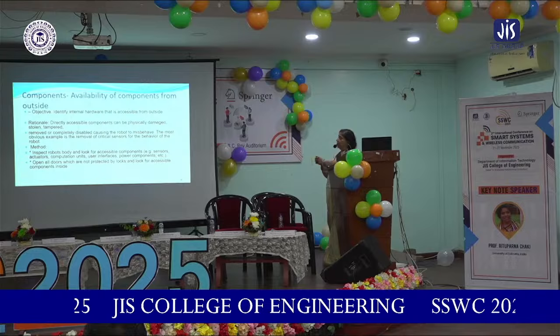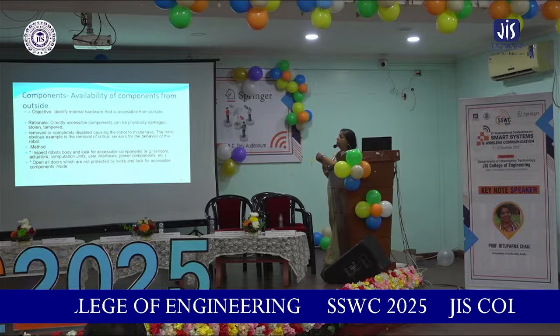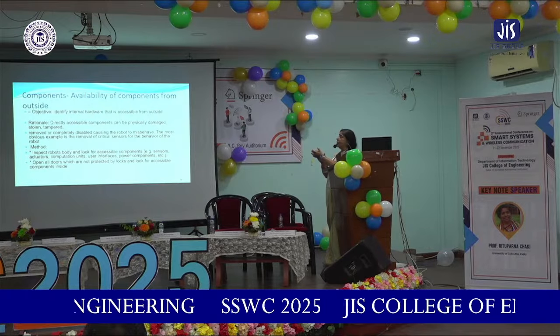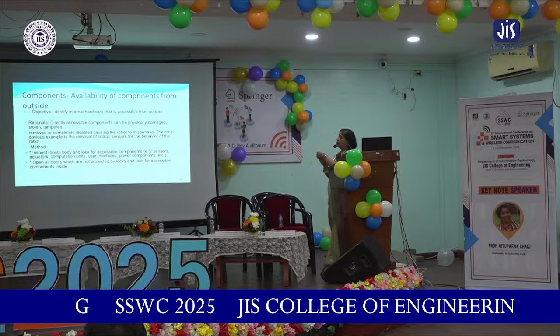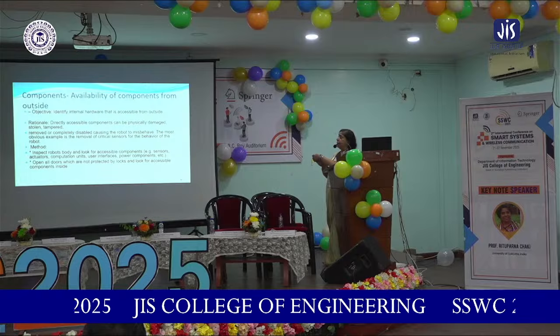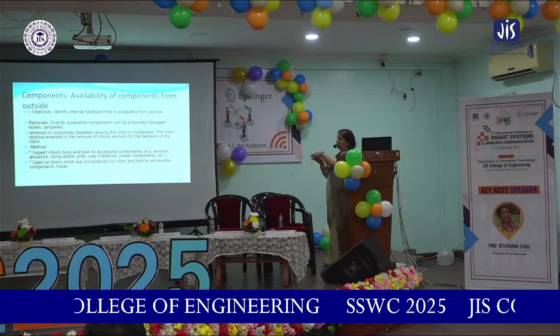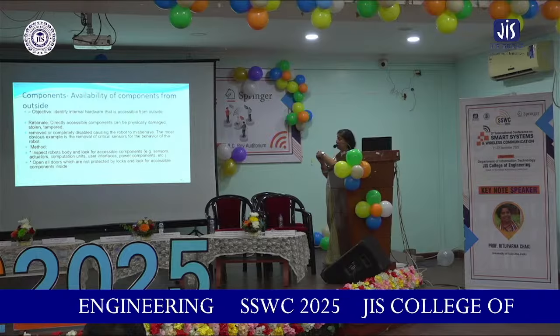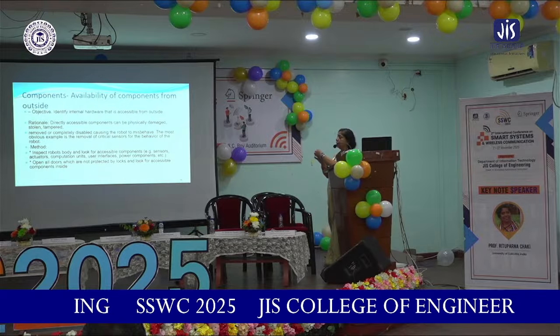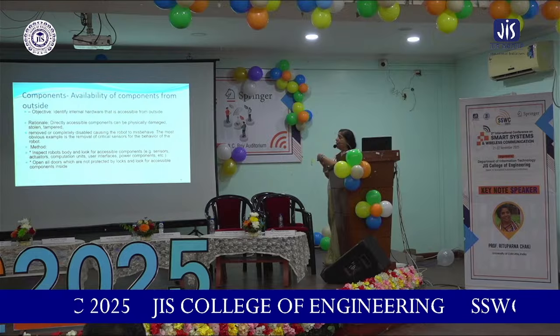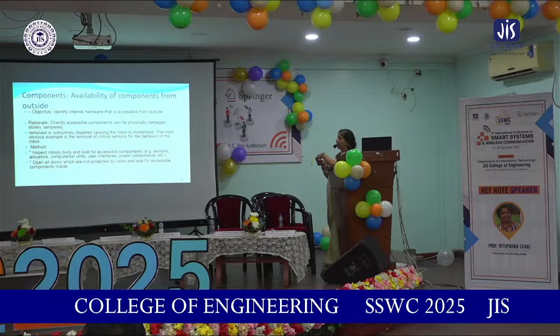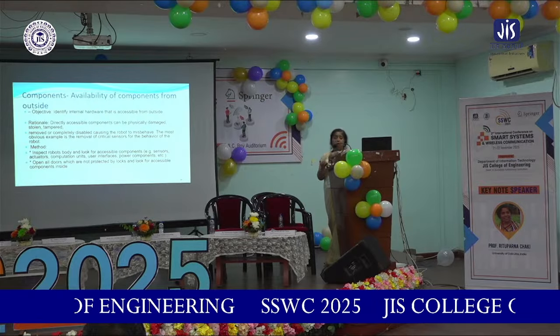So, availability of components from outside. So this aspect, when you look at this, your objective is to identify the internal hardware that is accessible from outside. So we inspect the robot body, this is a physical thing, and look for accessible parts like the sensors, actuators, computation units, etc. and open all the doors which are not protected by locks and look for accessible components inside.